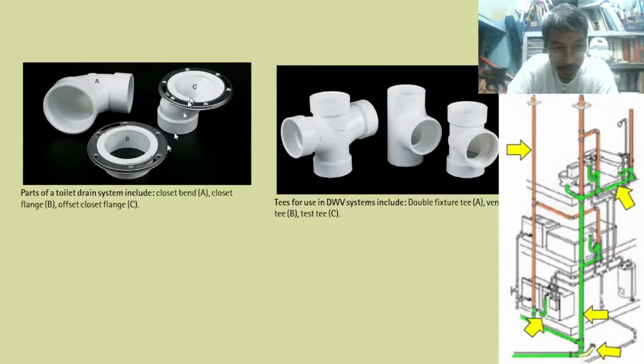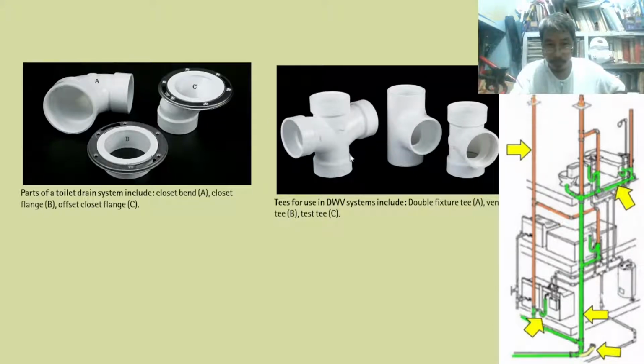Okay? And letter C, that is the offset closet flange. If ever there is a situation wherein this flange or the toilet bowl would be directly on top of the joist, if that is directly above the joist, you have to use this one, the offset closet flange, instead of this one.